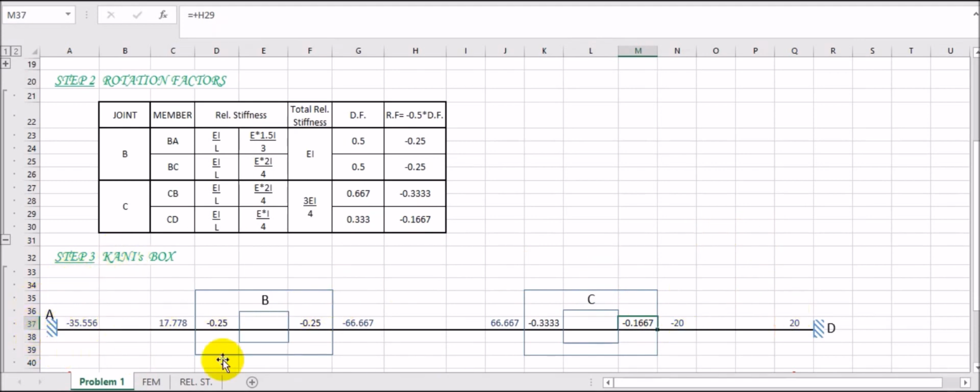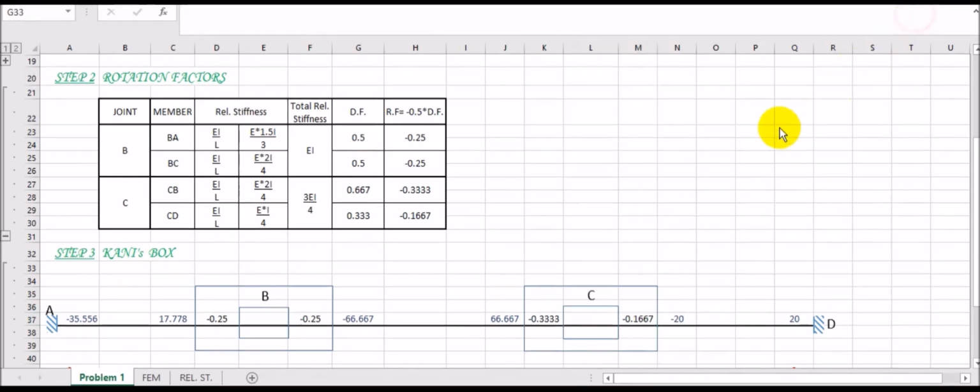This is basically the Kani's box, following which we have to calculate a few iterations. We have to do a few iterations, which are very easy. So basically I'll just guide you throughout the process, don't worry. Before actually looking into the iteration process, we have to fill these empty boxes here. These empty boxes would also be filled.